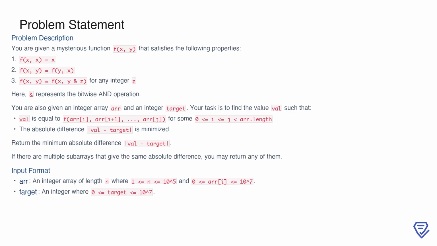Lastly, the function has a unique property where applying it to two numbers remains unchanged even if you apply it to their bitwise AND result with a third number. This makes the bitwise AND operation integral to understanding the function's behavior.